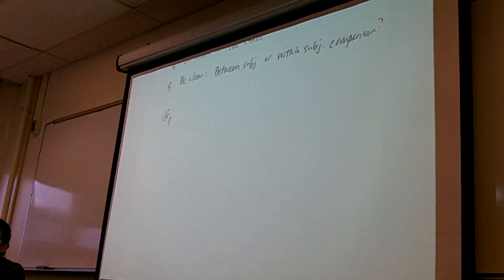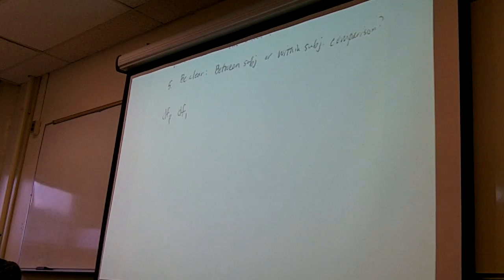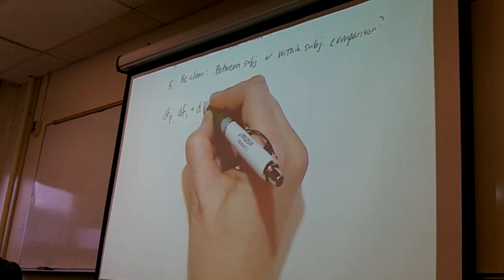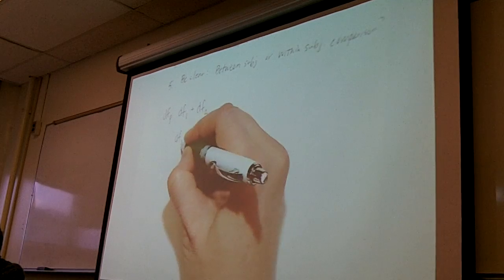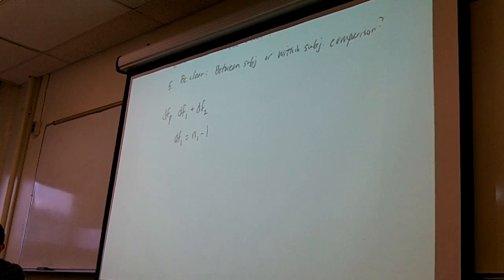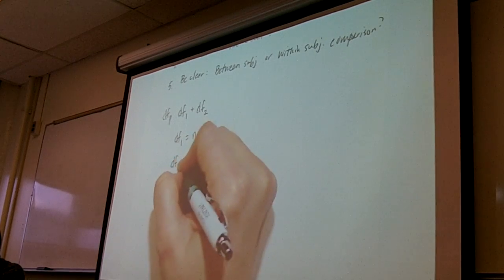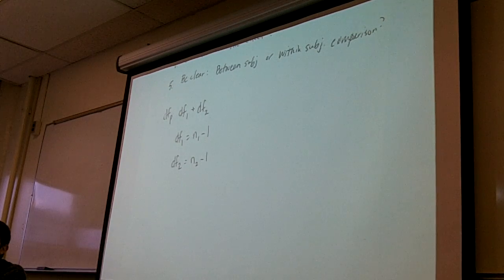Degrees of freedom pooled is the degrees of freedom for sample 1, so DF subscript 1, plus the degrees of freedom for sample 2. You guys remember how to get degrees of freedom for a t-test? N minus 1, that's right. So degrees of freedom 1 is N minus 1. Okay, so if I'm doing degrees of freedom for group 1, I take the sample size for group 1 and subtract 1. If I'm doing the degrees of freedom for group 2, I take the sample size for group 2 and subtract 1. Okay? Super easy.